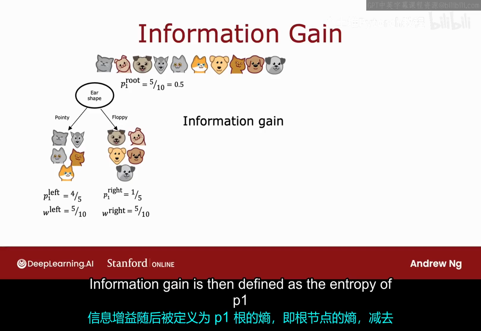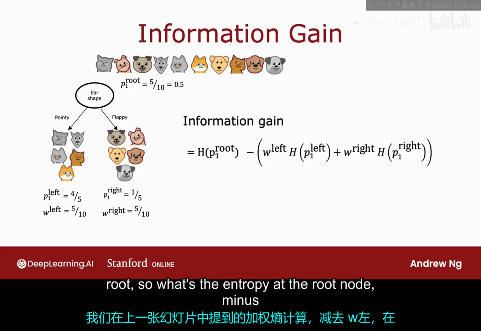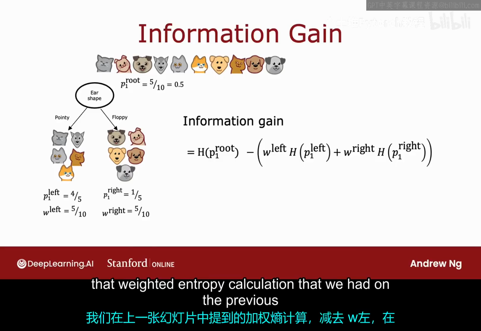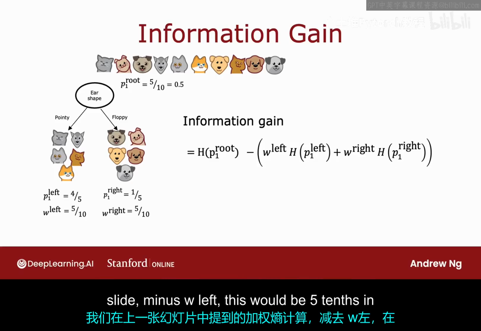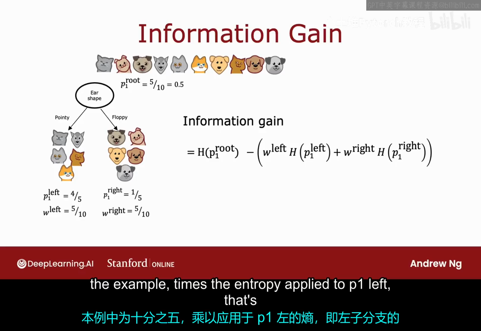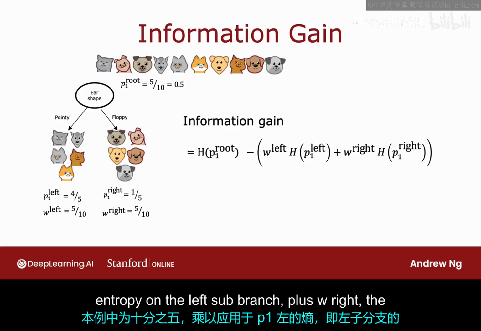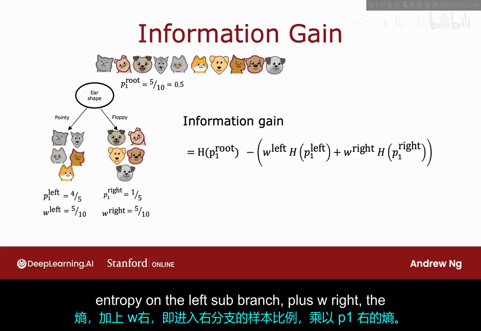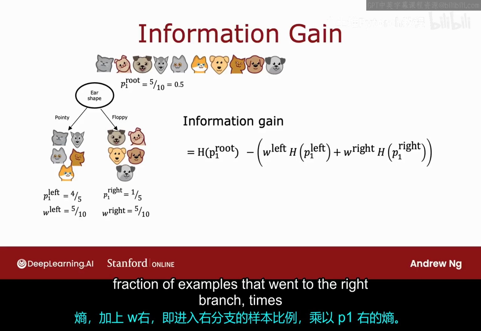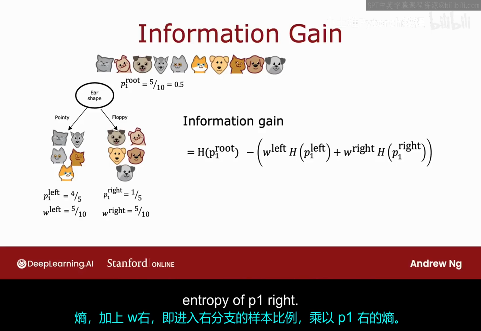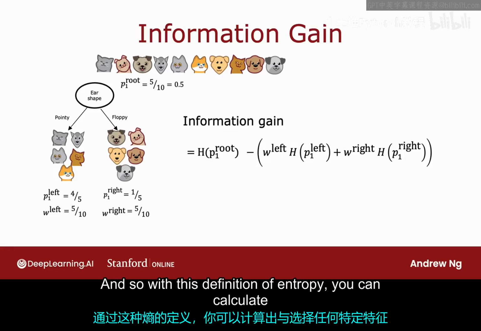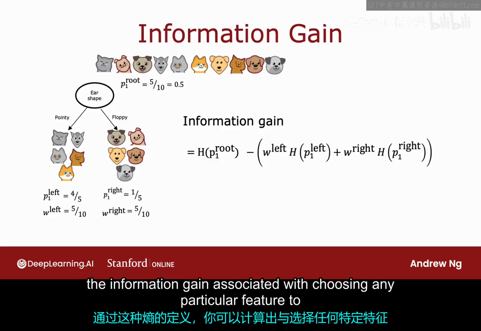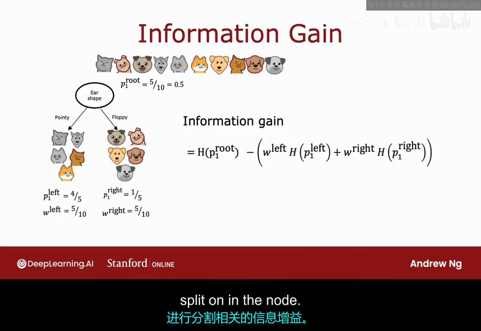Information gain is then defined as the entropy of P1 root. So what's the entropy at the root node minus that weighted entropy calculation that we had on the previous slide, minus W left, this would be 5/10 in the example, times the entropy applied to P1 left, that's entropy on the left subbranch, plus W right, the fraction of examples that went to the right branch, times entropy of P1 right. And so with this definition of entropy, you can calculate the information gain associated with choosing any particular feature to split on in a node.